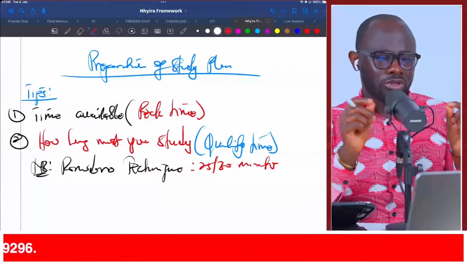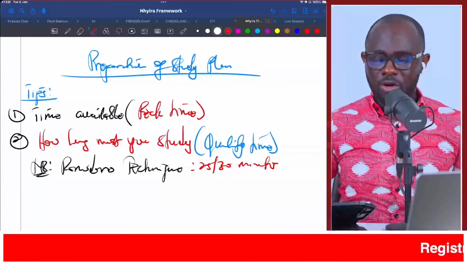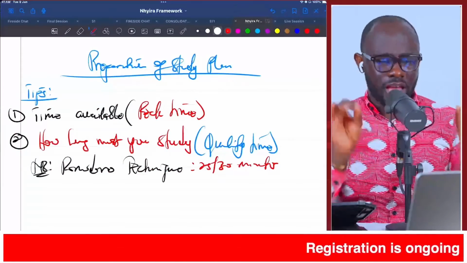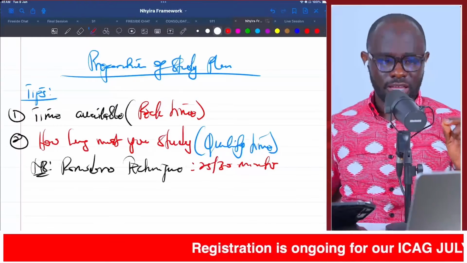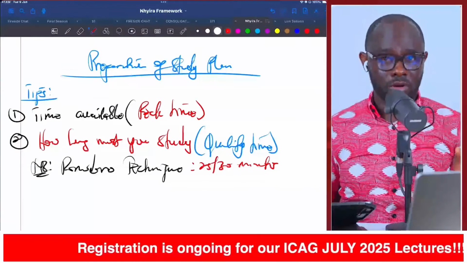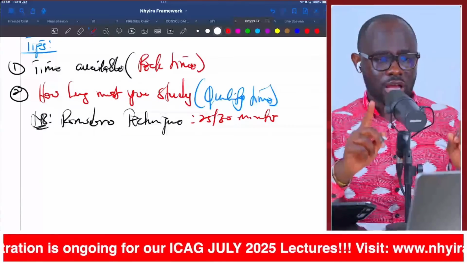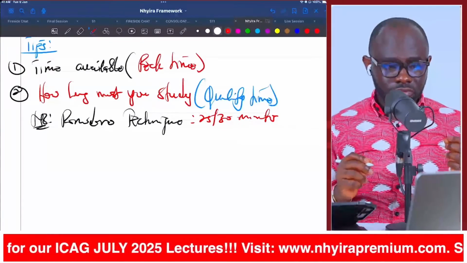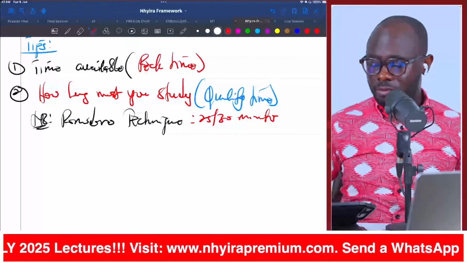So how long must you study applying the Pomodoro technique? The quality of the time, you must adopt the Pomodoro technique and apply it there. That is very important in that particular case. So with the time available, how long must you study applying the Pomodoro technique?